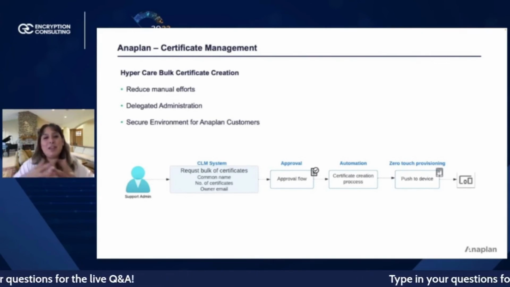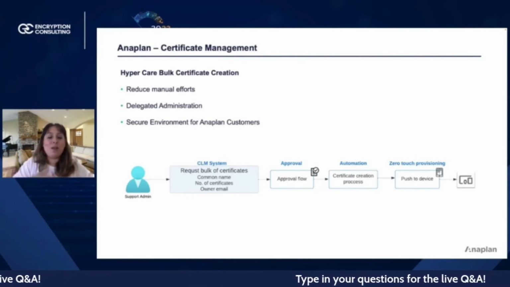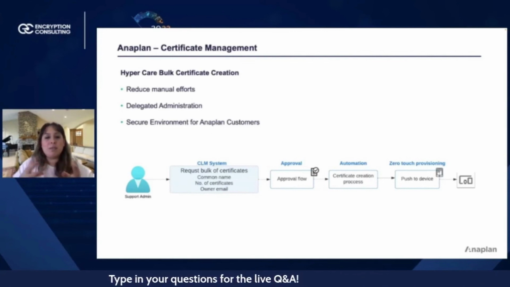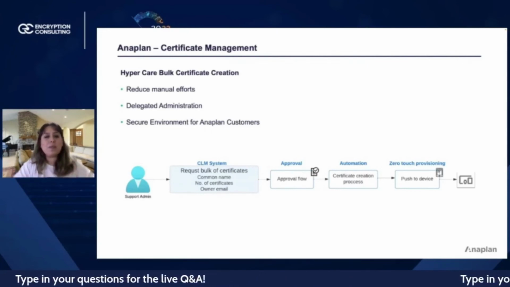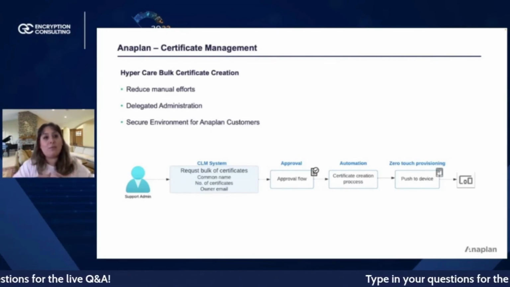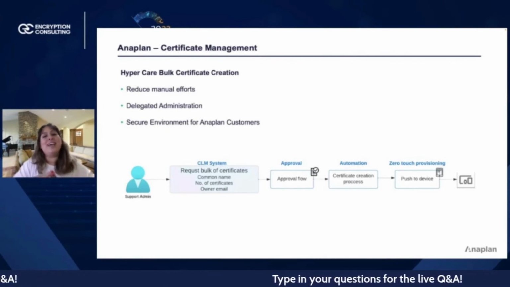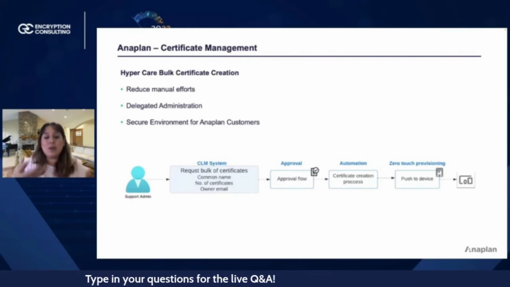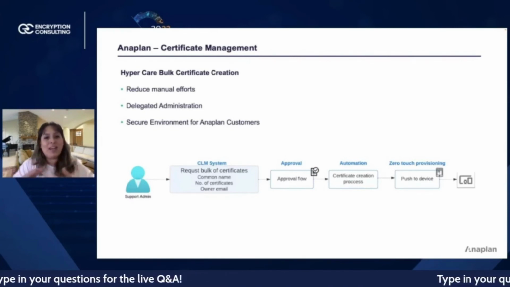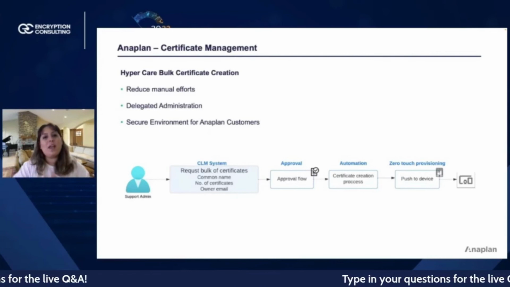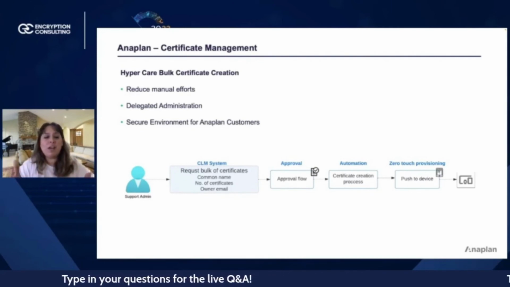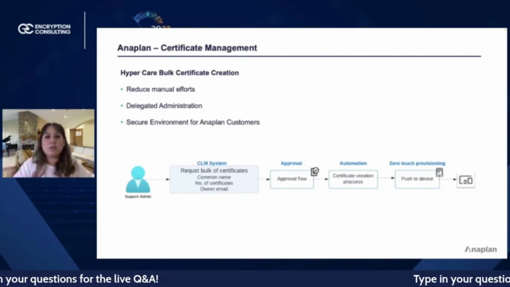And think about it, above 1,000 certificates need to be manually deployed. So this is not something that can scale. So we created for them a process for bulk certificate creation and delegated it to those teams. So actually they can request a bulk of certificates. It has an approval flow. Also, in automation, for the creation itself, it's created automatically and pushed to the device. We even have zero-touch provisioning.